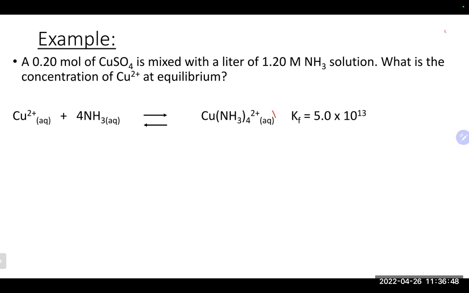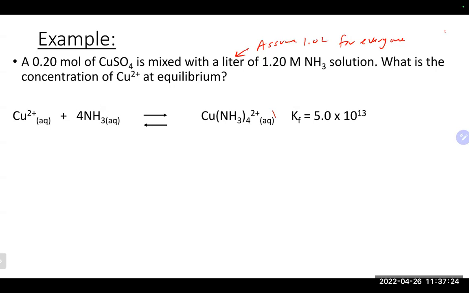First off, we're going to take 0.2 moles of copper 2 sulfate and mix it with 1 liter of 1.2 molar ammonia. What is the concentration of the copper 2 ions at equilibrium? One thing we're going to assume in this particular problem is that the volume stays at 1 liter for everybody. That's not always the case, but we'll assume it just to keep the numbers where they're at, so everything is basically 1 liter.